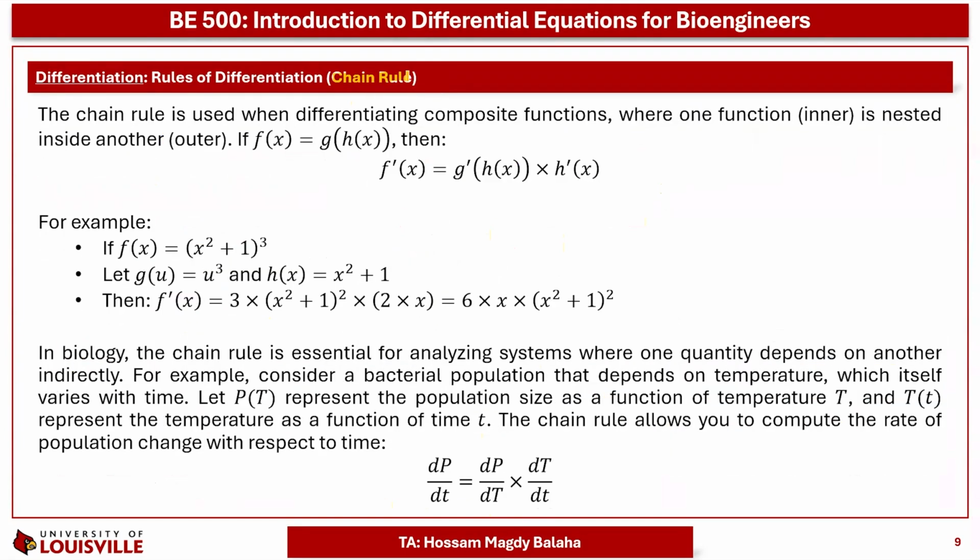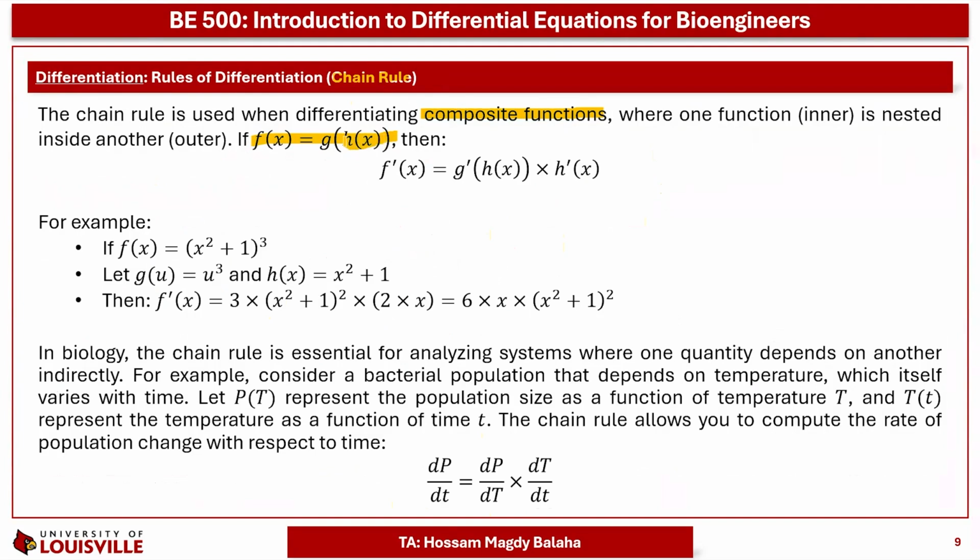The fourth rule is called the chain rule. This rule is used when you are differentiating composite functions. Composite functions means where you have a function nested into another, or you have an inner function encapsulated by an outer function. For example, f of x is g of h of x.